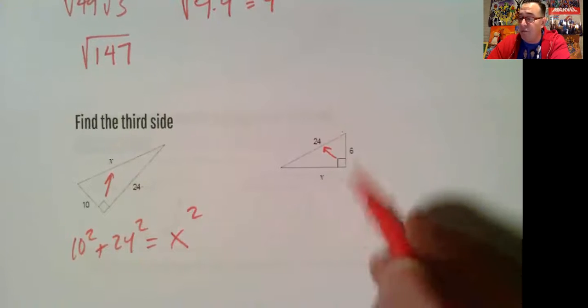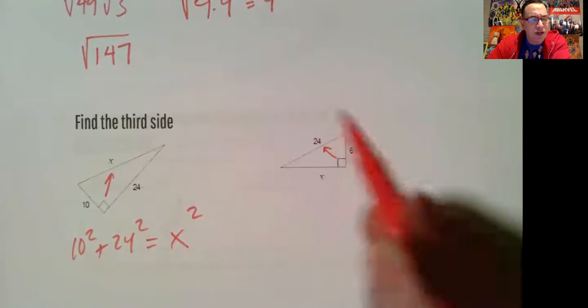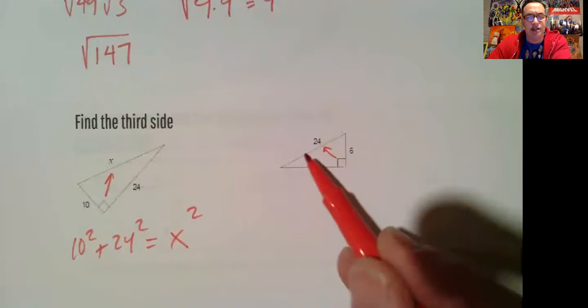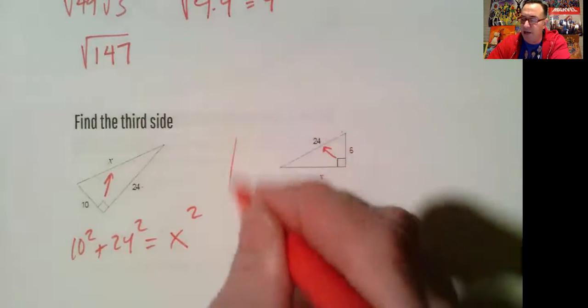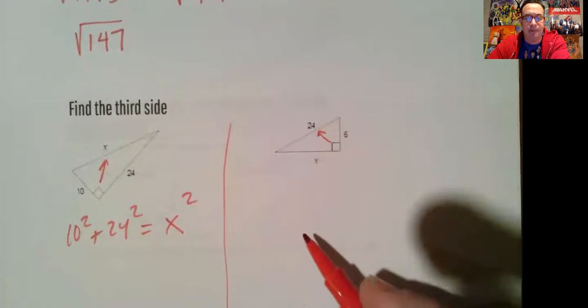And so that would mean for this one, what would this equation look like? Could somebody write in the chat what this equation would look like if I'm going to set it up using the Pythagorean theorem?